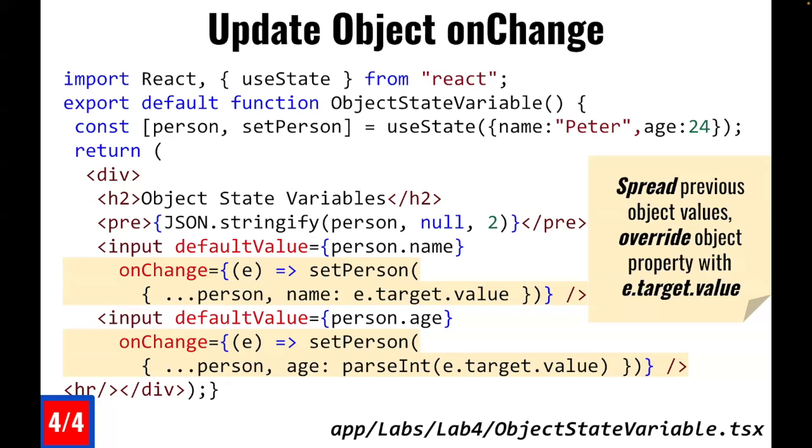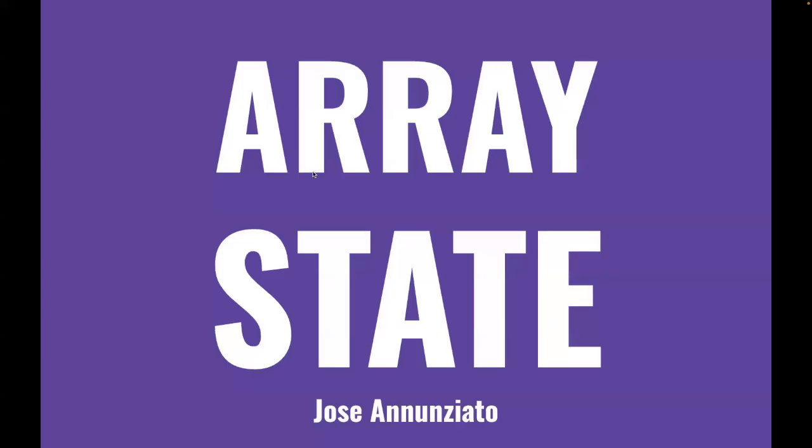Oftentimes folks would create individual functions to set the name separately and set the age separately. There's no need for that. You can just use the same mutator to do that. Okay, make sense? All right.